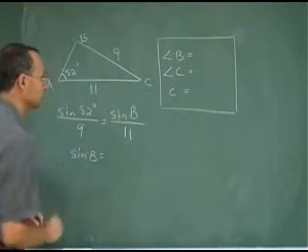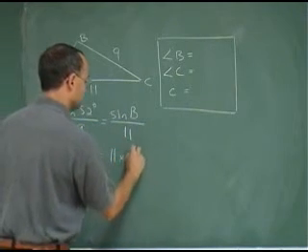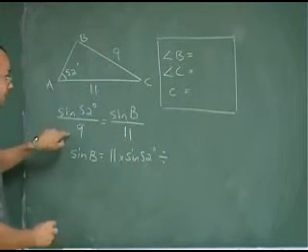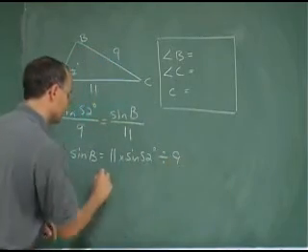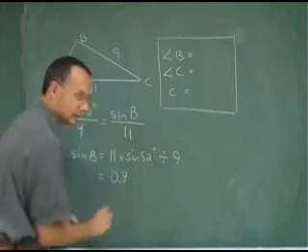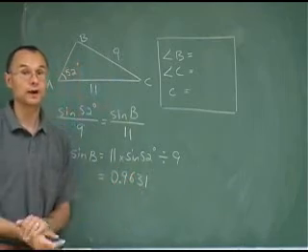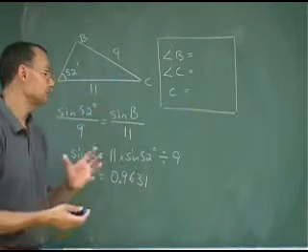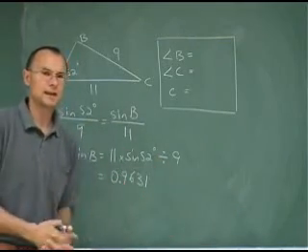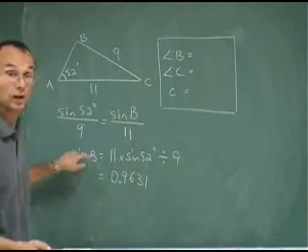So the sine of angle B is going to be 11 times the sine of 52, divided by, so cross multiply, and then divided by 9. And that turns out to be 0.9631. Now you should always work to 3 or 4 decimal places when you're working with trig. In fact, it's even best if you can just keep all of the decimals on your calculator, and that gives you greater accuracy. Now, I want to solve for angle B, not sine of B.